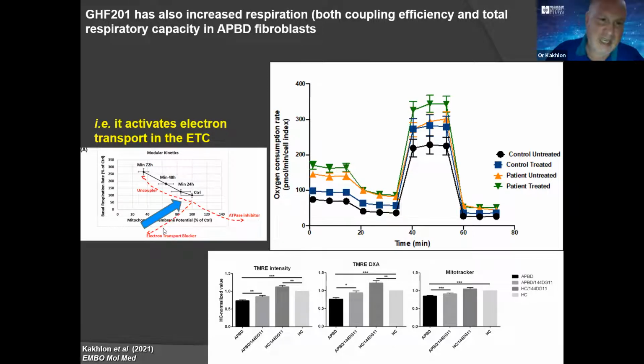GHF201 worked as a reversed electron transport blocker. So electron transport activator. Because it increased, as you can see here, the membrane potential, and it also increased the basal respiration. You can see here. So it increased both together, which means that it allowed the electrons to move faster, or it was actually an electron transport activator rather than a blocker. Okay, next.